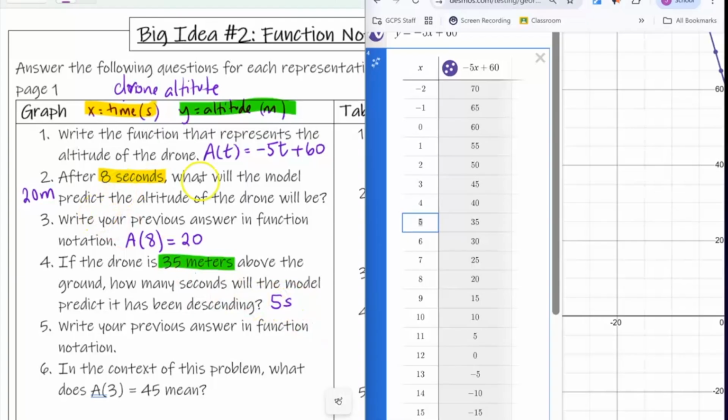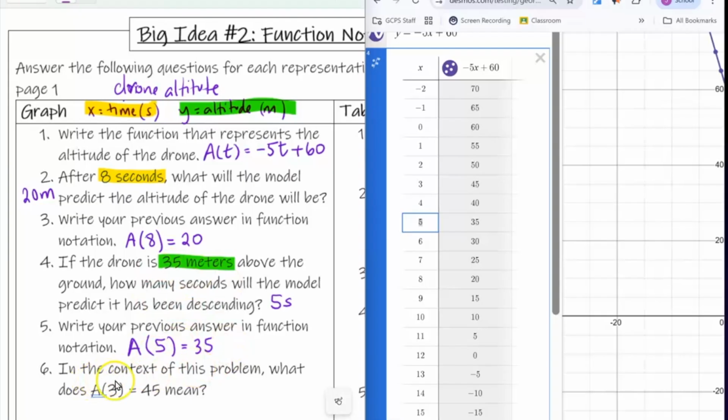So they can ask it to you forwards: x is this, what is y? Or can they ask you backwards: y is this, what is x? Write that in function notation. So the function notation always goes with the name. This is altitude. The input, which is x, which is not 35, right? Because my x is what? Seconds. So a of 5, which is equal to 35 meters. So we're writing the 8th grade work into function notation.